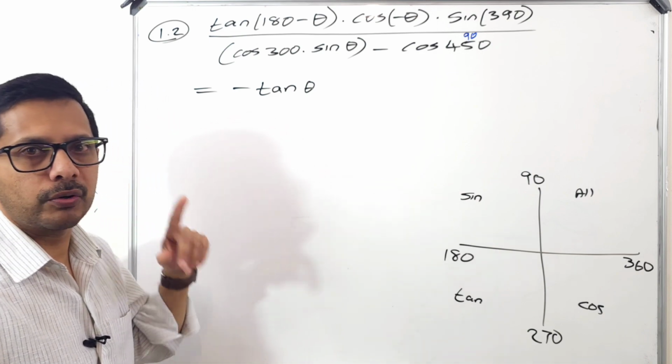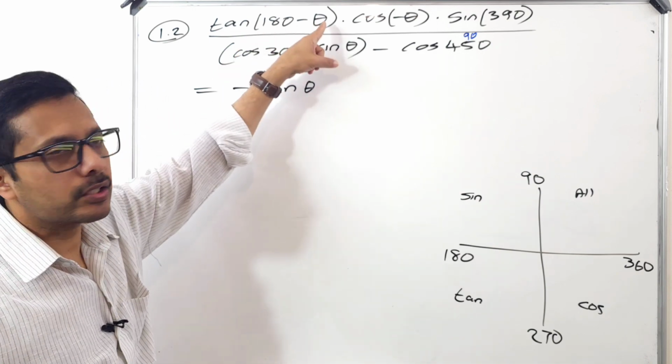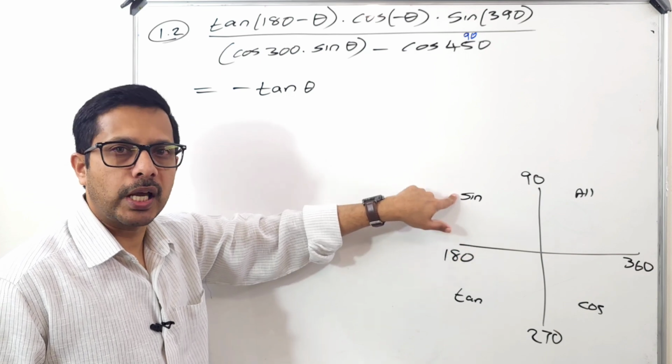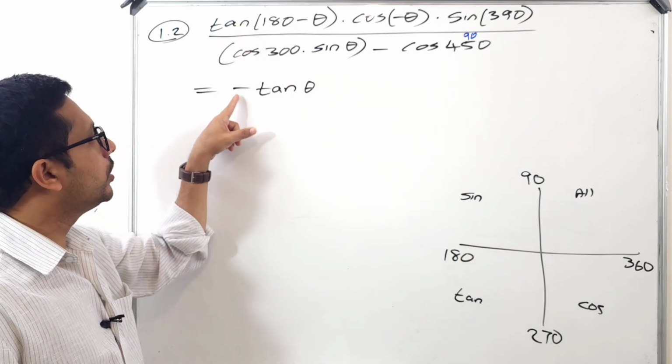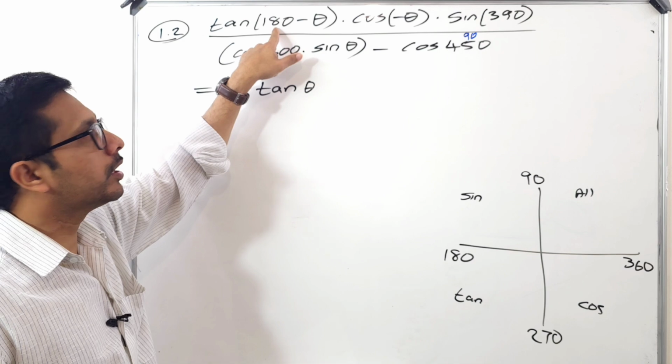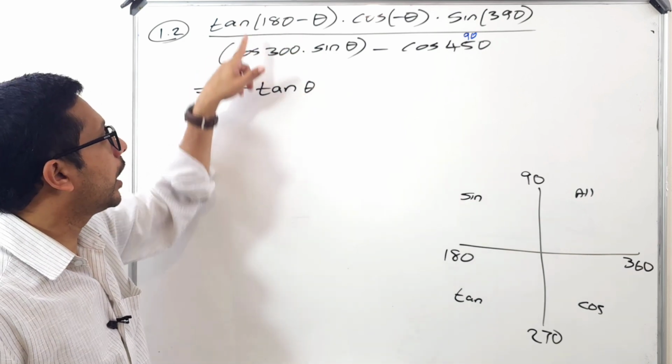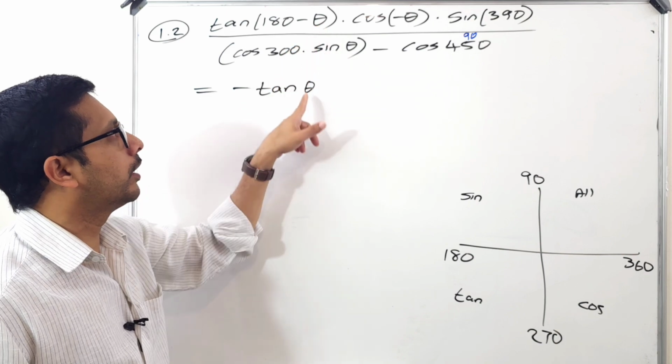Once more, how can you ask yourself? 180 minus theta is in which quadrant? Second quadrant. Second quadrant, what is positive? Sine. Here, what? Tan. So it is negative. Any change in the trigonometry? No change, because it is based on the horizontal line. So tan as it is tan. What is the acute angle? Theta.